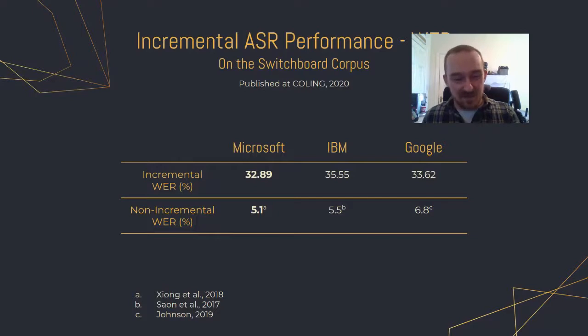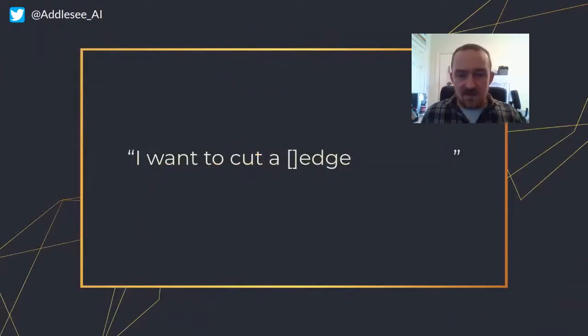The 5% there is nearing human level error rates. 30% is quite bad. So why is there such a big difference here? If I said, I want to cut an edge, and I'm probably not coming across, but that double square bracket is meant to be a confusion there. The system knows that it didn't quite recognize that word, edge, but it doesn't know what it is. If we were just doing this word by word, it would be fair for this system to maybe guess that's the word hedge. I want to cut a hedge.